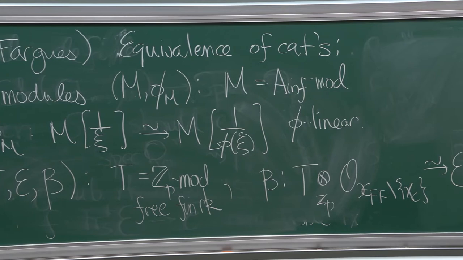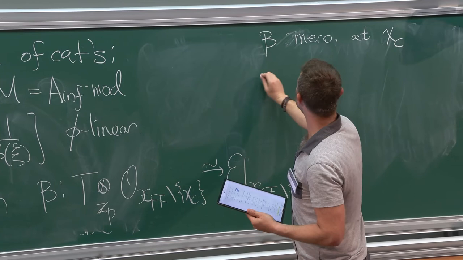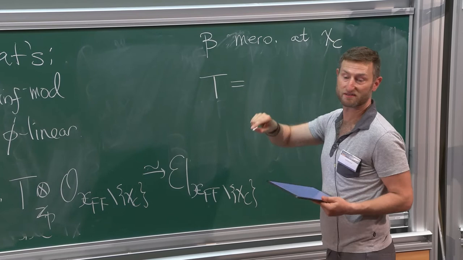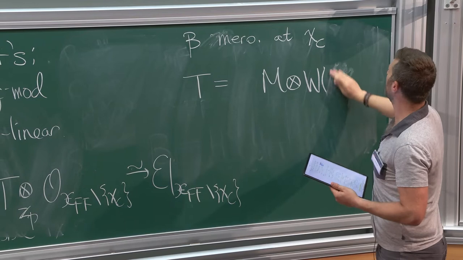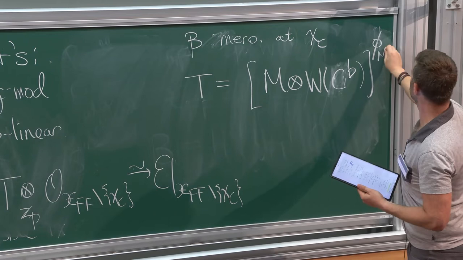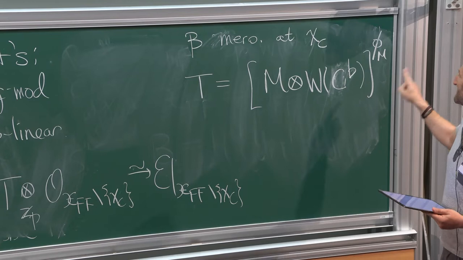And other comments I have on this theorem. So T here is this étale realization of the Breuil-Kisin-Fargues module. It's what happens when you take M, you base change to the Witt vectors of not O_C, but just C tilt, and you take the phi_M invariants of this. So this is certainly a Z_p module, but you have to work to show that it's a Z_p module of the same rank that M has over A_inf.